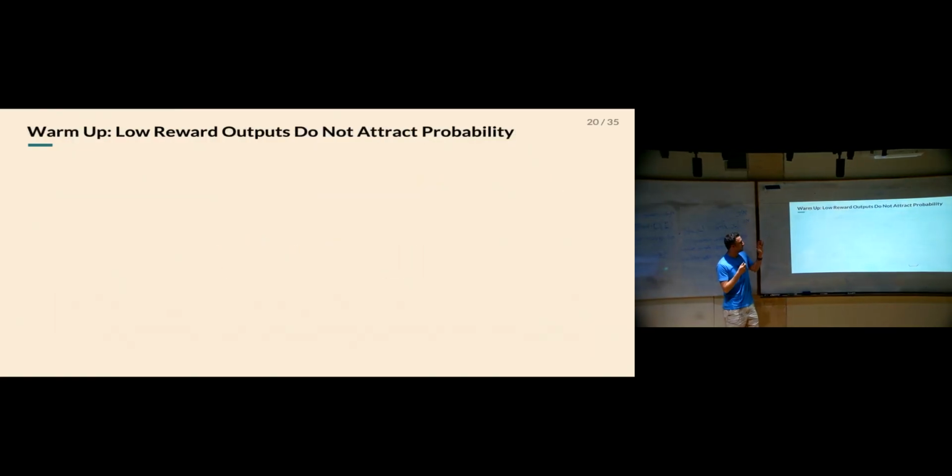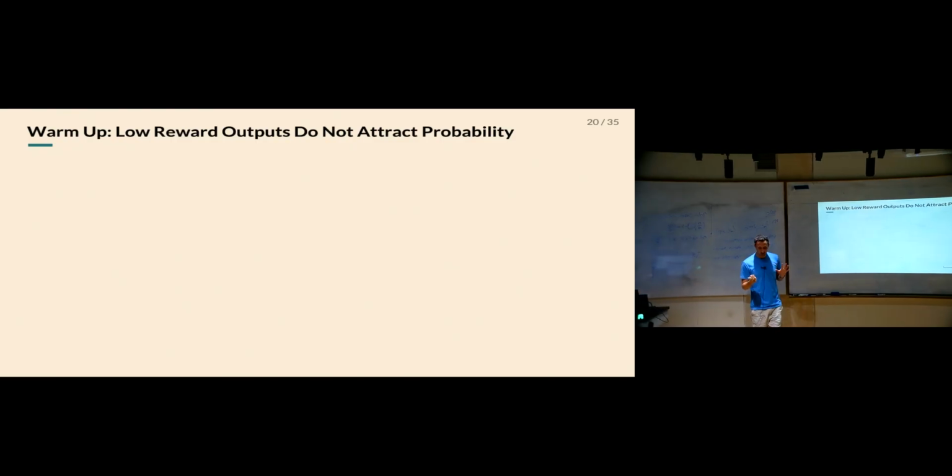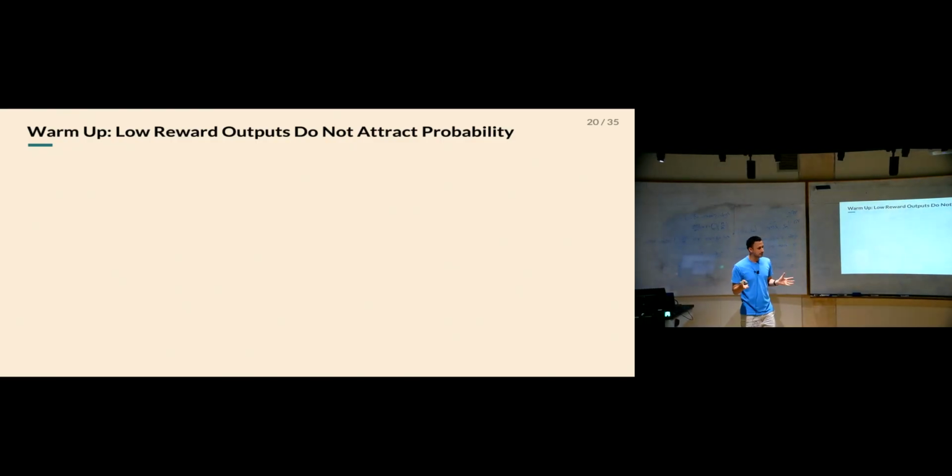I'm going to start with a warm-up. This is going to be two types of benign errors. They're going to be quite intuitive, not surprising, but I think it's still good to put them out there to get a good picture of what is going on. The first one is that outputs with low proxy reward don't really matter much. They don't attract probability, which makes sense, right?